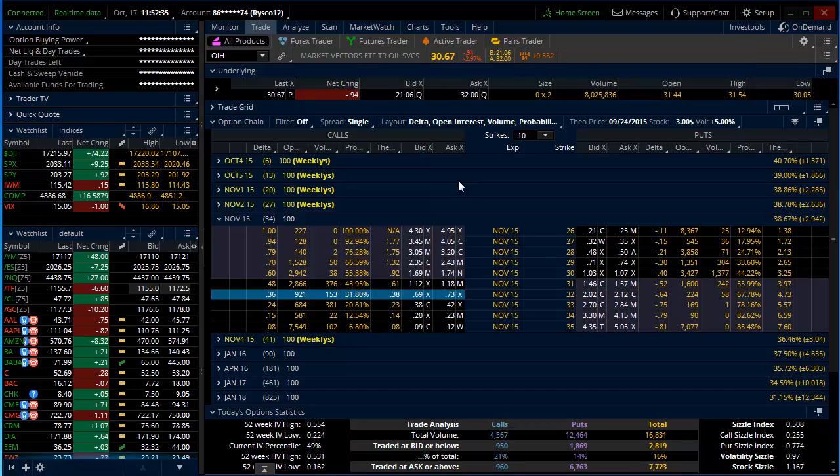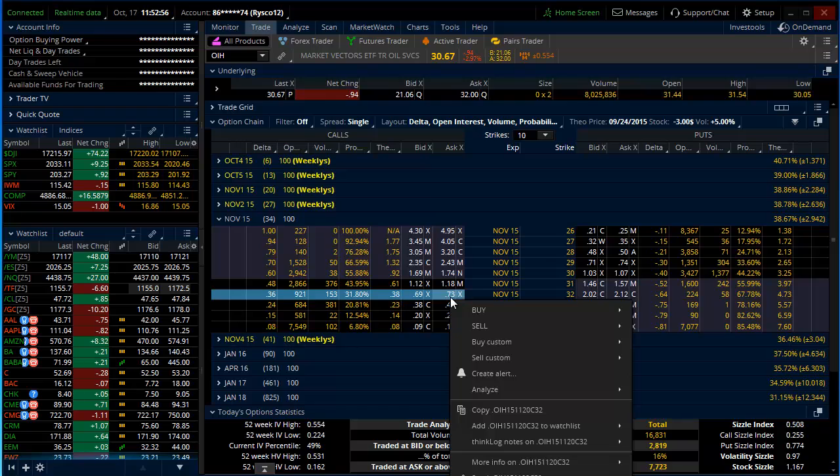So what does that look like? The iron condor, by definition, if we're going to sell an iron condor, we're going to sell an out of the money call spread and an out of the money put spread at the same time. And we're going to try to keep the price of the stock right in the middle of our short strikes. So let's take a look here. I'm just going to go into the November options. I'm going to right click on this November 32 call. I'm going to go down to sell, and I'm going to select Iron Condor.